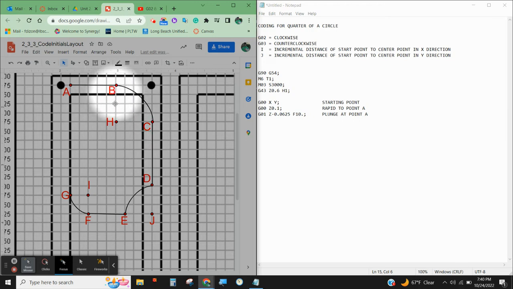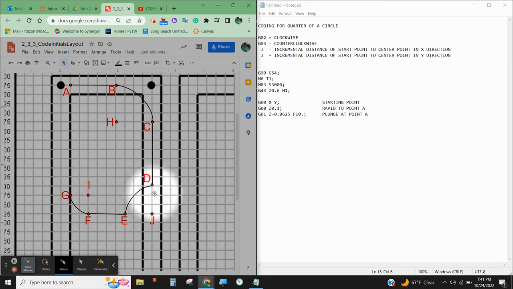The radius from B to H is the same as the distance from H to C. So if you count the number of squares, 1, 2, 3, 4 is the same over here. It's 1, 2, 3, 4. Same thing here. So this one is divided: the radius is 3 squares, and this one is 2 squares.